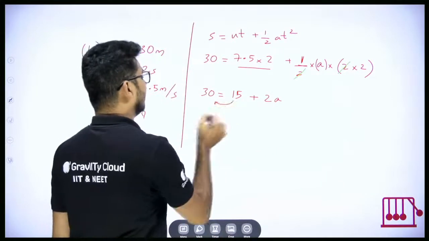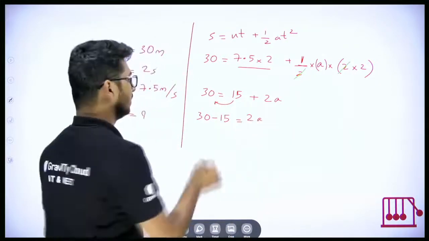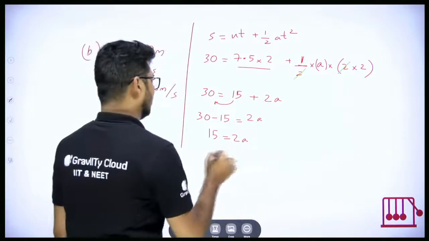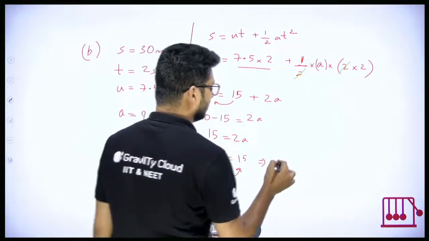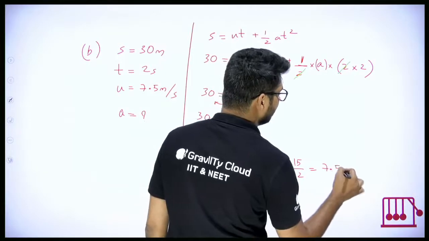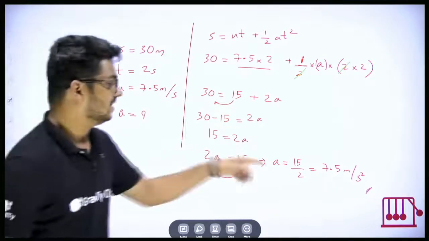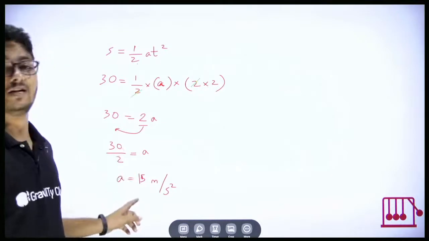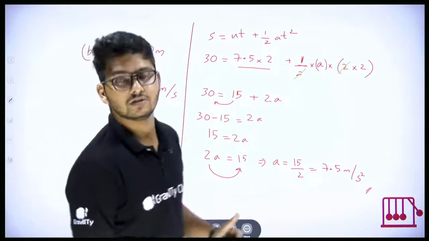Then 15 comes to this side, it becomes 30 minus 15 is equal to 2a. 30 minus 15 is 15, 15 is equal to 2a. Right, or 2a is equal to 15. 2 goes to that side, you get a is equal to 15 by 2. 15 by 2 is 7.5 meter per second square. See? In this case we get 7.5 meter per second square, but in the previous case we got 15 meter per second square. The change was in what? The change was in u, the initial velocity.